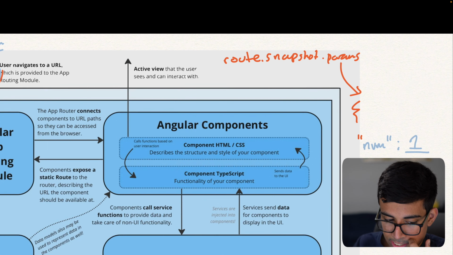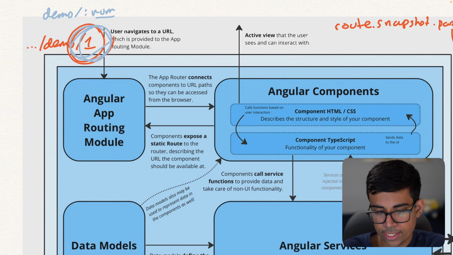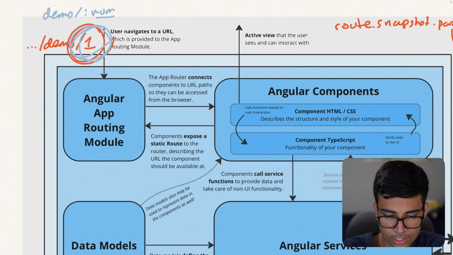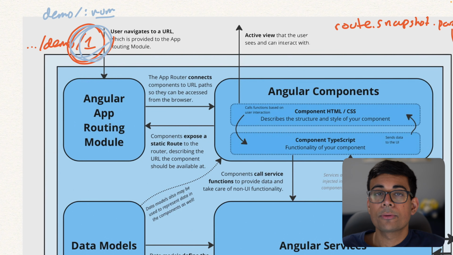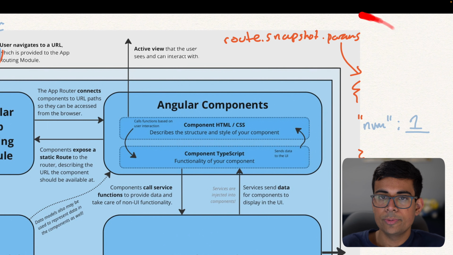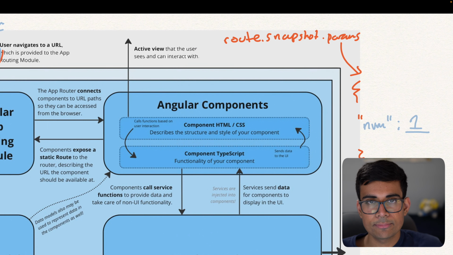And it's accessible through this, where the user navigates their URL, it's provided to the app routing module, and then as the component is loaded here along this arrow, we have that route passed through, and that route would be this here with the snapshot and the params.